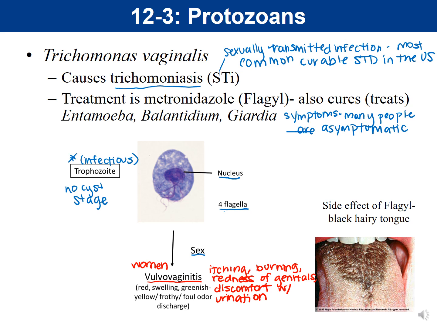You can get a change in the vaginal discharge. Notice that it says greenish, yellow, frothy, foul odor discharge. So that discharge that can be produced when somebody is infected might have this kind of unusually fishy, funky smell. The discharge might be greenish yellow. It could be clear or white as well. It doesn't have to be yellow or green. But it's often going to have a very foul smell associated with it.